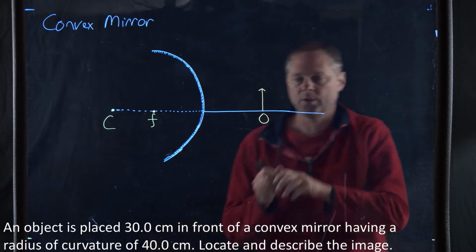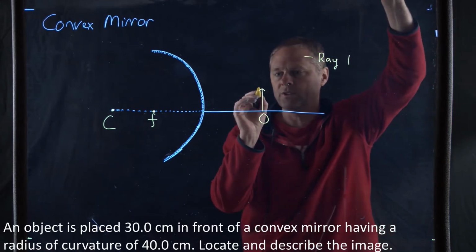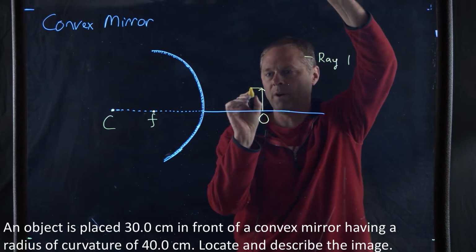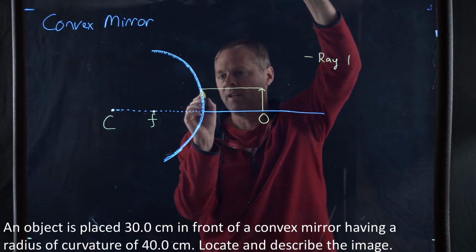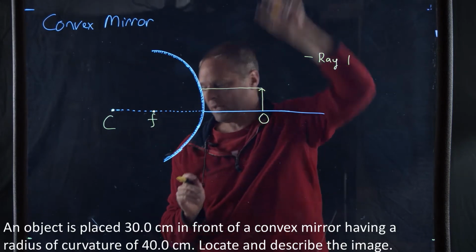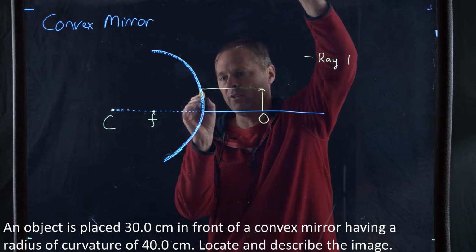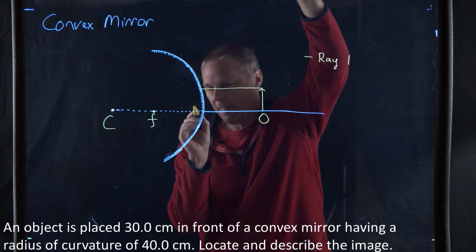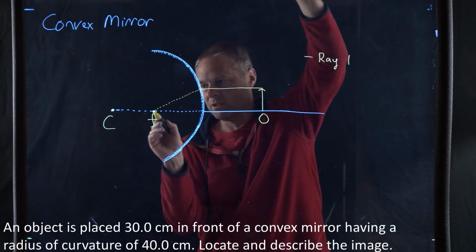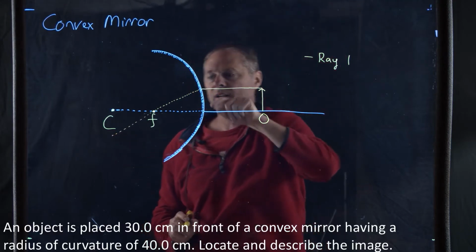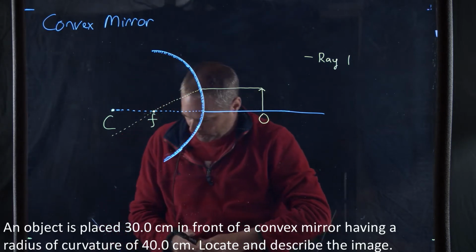For the first ray, this is going to be ray 1. I'm going to draw it as well as I can. It's going to go parallel to, along the principal axis. I'm going to draw this as a dashed line because it's going to be virtual. So it goes parallel to the principal axis, and then it's going to be dashed. Then it passes through the focal point.